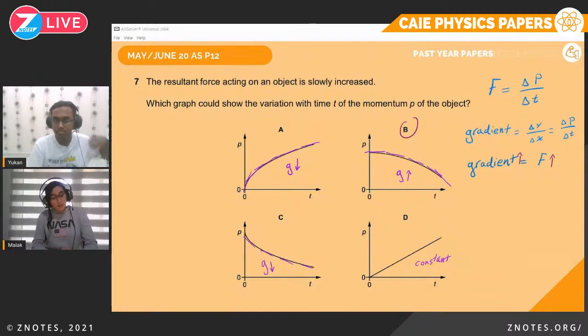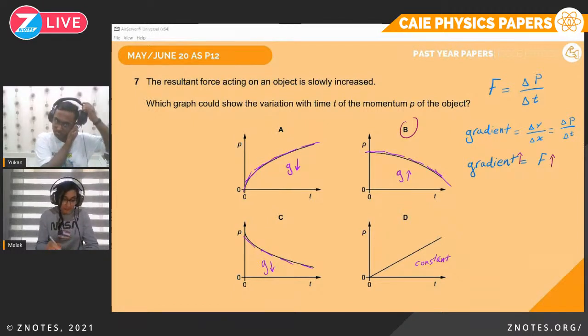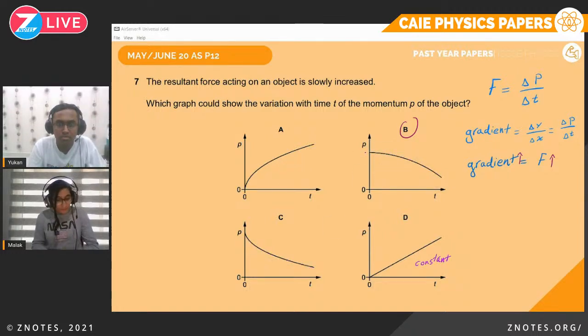Question 7. The resultant force acting on an object slowly increases. Which graph could show the variation with the time t of the momentum p of the object? So now we know that this is a momentum-time graph, and the force is slowly increased.